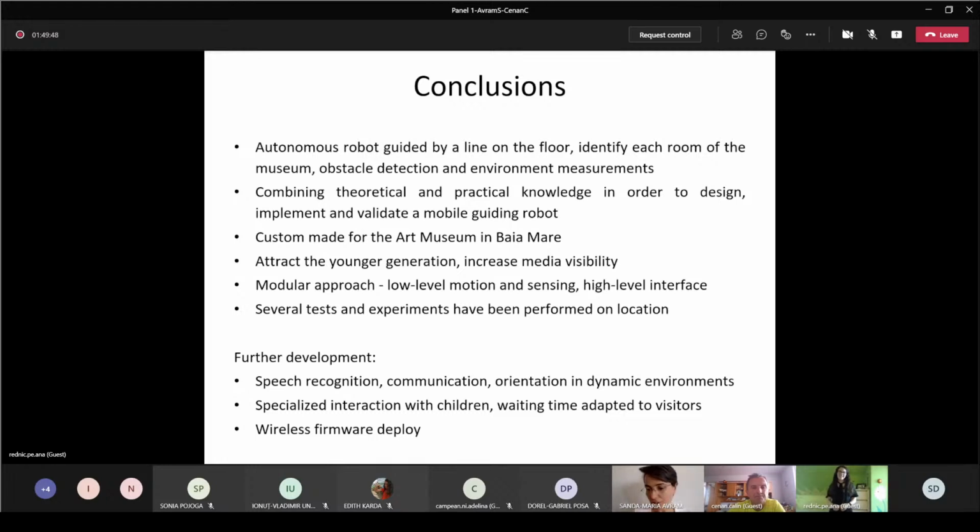I have a question. If there are no others, how did you come up with this collaboration with the museum in Baia Mare? And I have another following question after that.